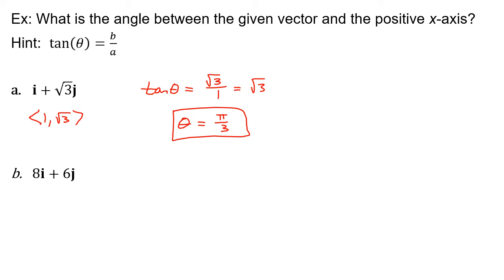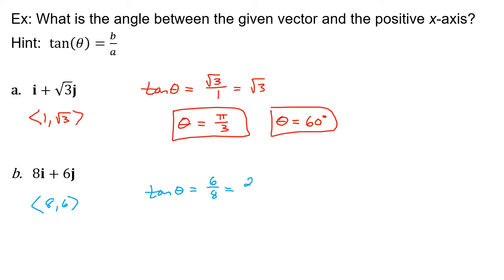A lot of the times your vectors and things will do it in degrees instead of radians. So one of those two answers. Or the 8 and the 6, that one won't come out quite as nice. This is the same thing as vector 8, 6. So when you do your tangent theta, you would do 6 over 8. Well, it does simplify. It's a 3. 2 goes into each one. 3 over 4. That is not a number off the unit circle.